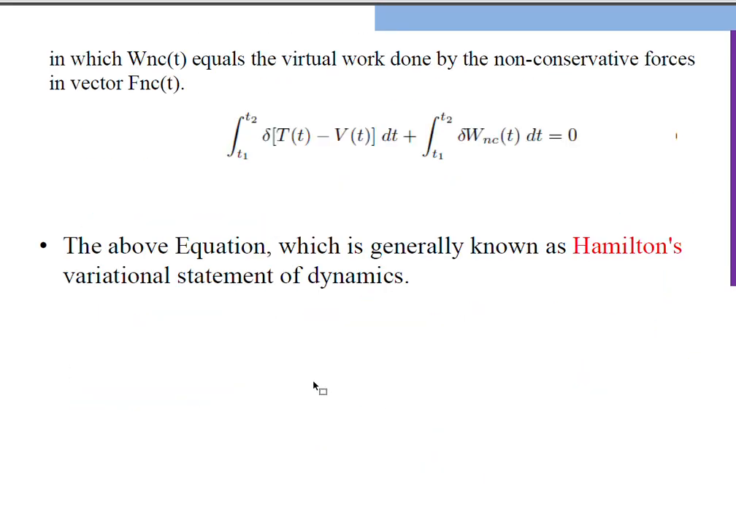After applying I1 and I2 in those two equations, we can get the final equation like this: integration of t1 to t2 of del of capital T of t minus V of t into dt is the one function, plus integration of t1 to t2 of the non-conservative work done with respect to dt. This is the total equation for Hamilton's principle. The above equation is generally known as the Hamilton variational statement of dynamics. This is regarding Hamilton's principle. With this, I am ending this particular lecture.